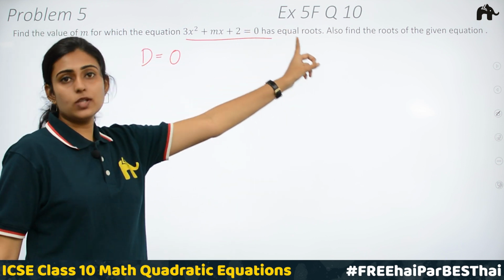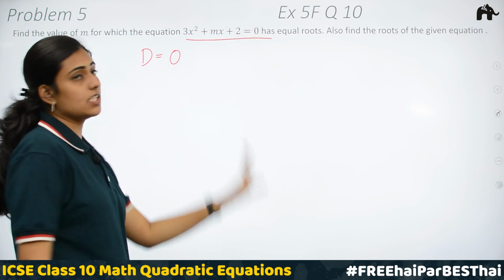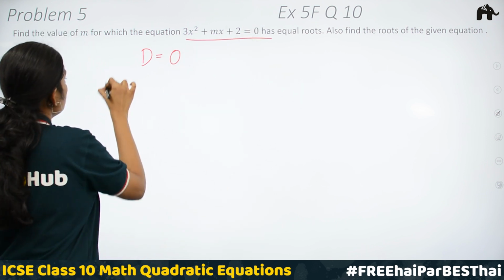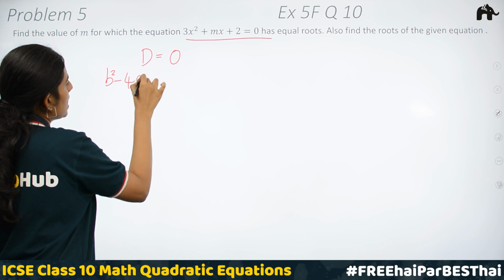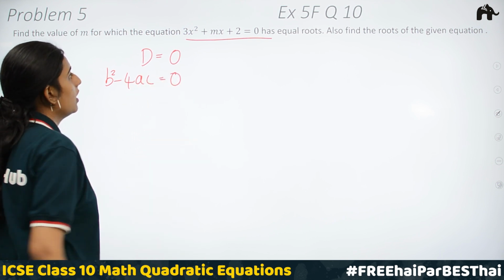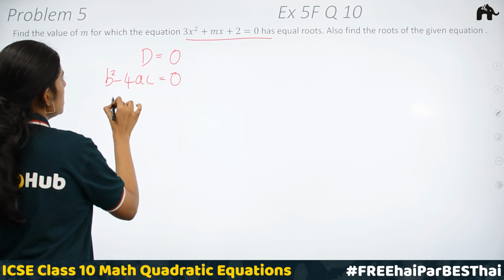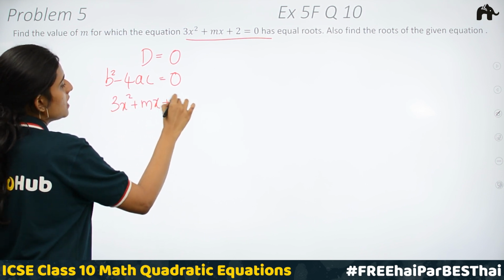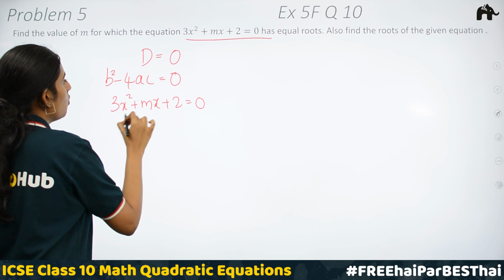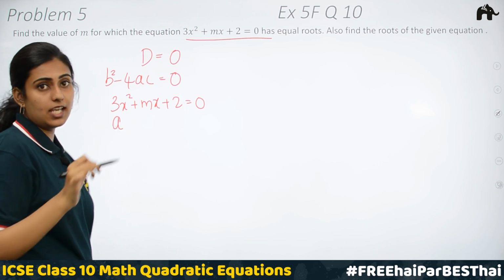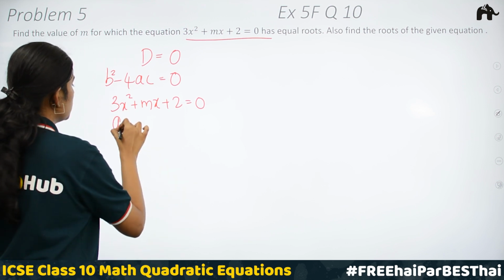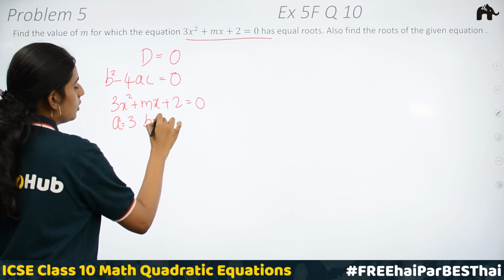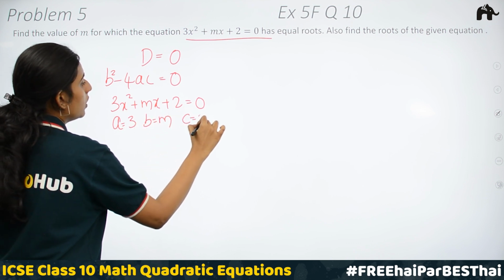When do we get equal roots? Only when discriminant is equal to 0. That is, b² − 4ac should be equal to 0. Here, the equation is 3x² + mx + 2 = 0. What are the values of a, b and c? a is equal to 3, b is equal to m and c is equal to 2.